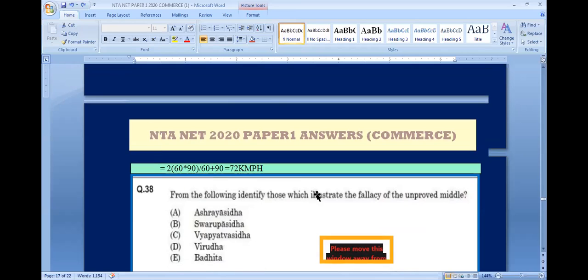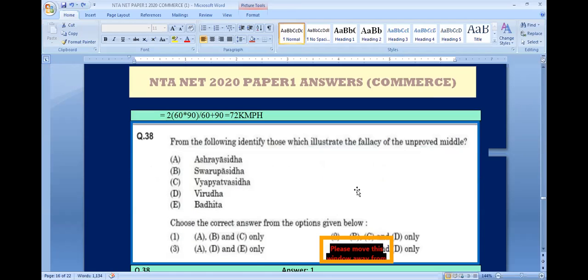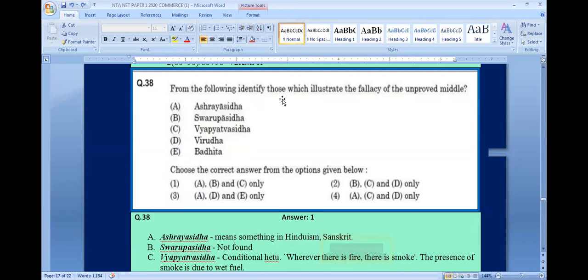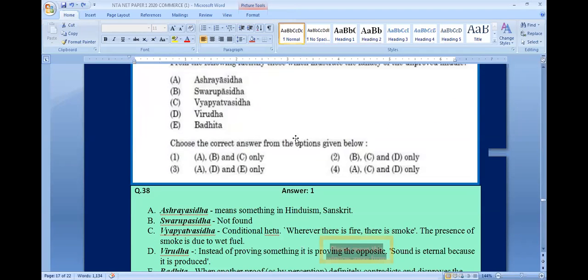Which of the following identify those which illustrate the fallacy of unproved middle? Fallacy is the error, a misunderstanding. Everything is there in the Sanskrit version, which is what we have been talking about. So let us see one by one. There's a meaning, right? Without knowing the meaning, a blind guess may or may not work. So A is there in 3 options.